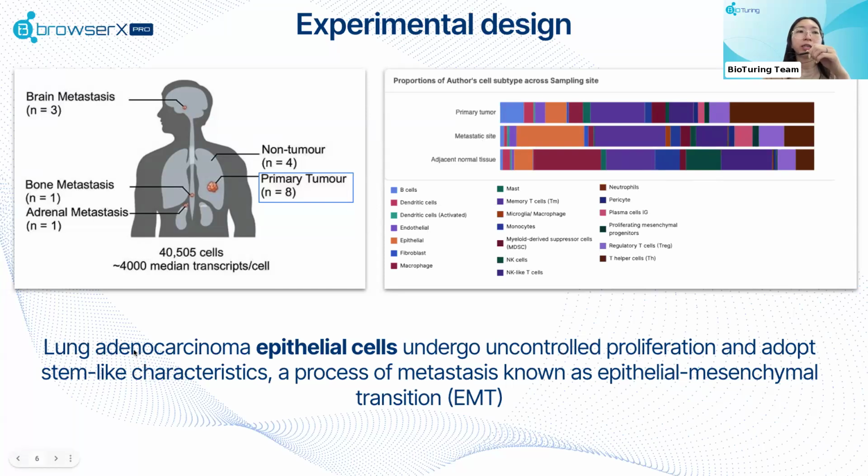Okay, but I think more importantly, we want to focus on the epithelial cells themselves because in lung adenocarcinoma, epithelial cells are the ones that actually undergo the uncontrolled proliferation. And during a state of metastasis, they can adopt more stem-like characteristics. This is a process known as epithelial mesenchymal transition, or EMT. This is where epithelial cells will transition into a more mesenchymal stem cell state and adopt those types of stem cell characteristics.